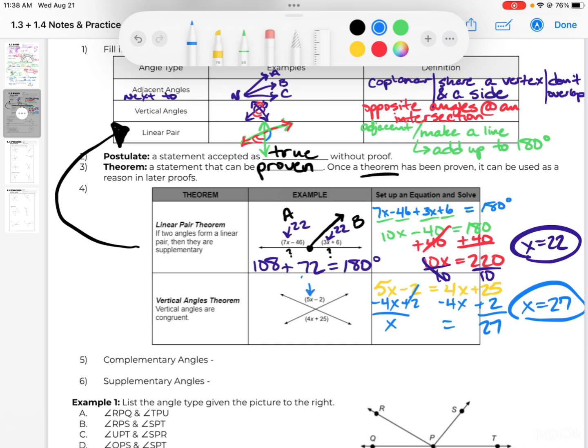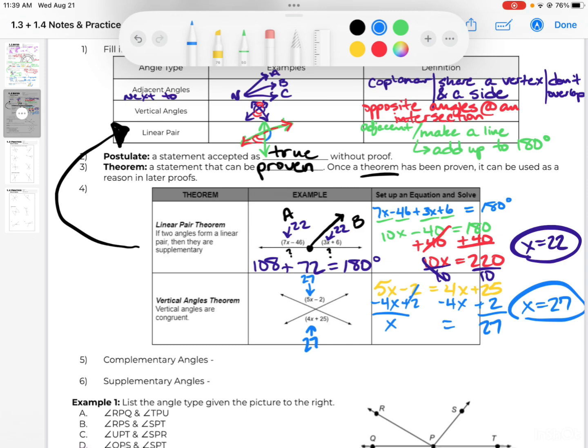If it said figure out what the angles actually are, I would add 27 back in there. And I don't have to do both of these. I could just, to prove they're equal, go off my vertical angle theorem. I'm going to presume that they're going to be the same.